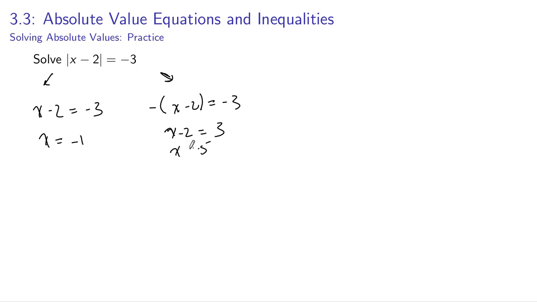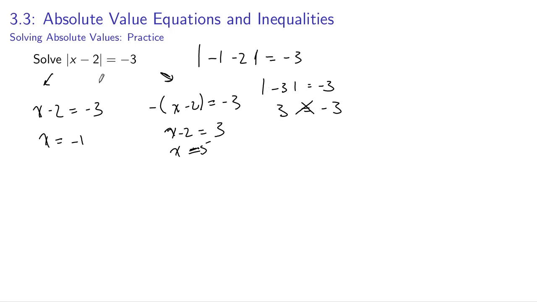But let's be extra careful here. Let's try putting these values back in and seeing if we get a true value. Minus 1 minus 2 equals minus 3. That's true, but let's think about the absolute value. That'll be the absolute value of minus 3, but the absolute value of minus 3 is just 3. We dropped the sign. So here we see this is not true.